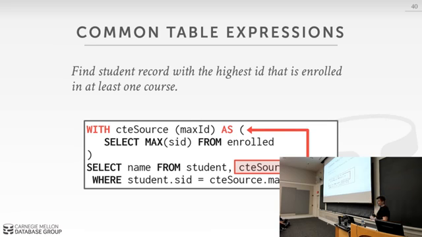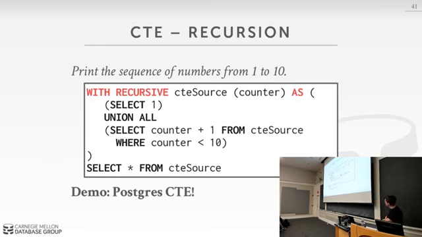So now you may be saying, well, how is this any different than a nested query? Well, the answer is you can do recursion in a common table expression that you can't do in a nested query. So bear with me here, but this query is going to produce a sequence of numbers from 1 to 10, like a for loop.